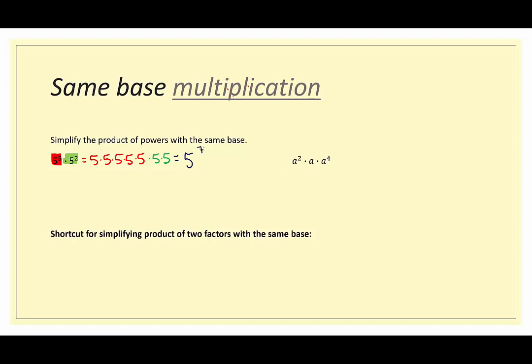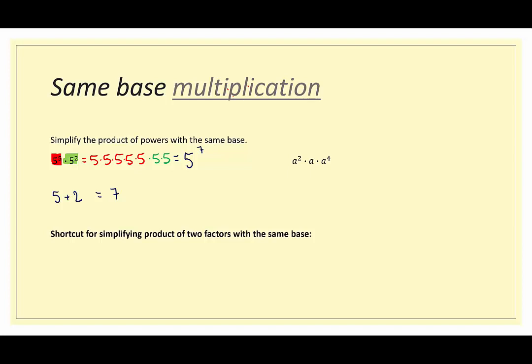So looking at the exponents that we started with, a 5 and a 2, and then our end result was a 7. Well, what's the relationship between 5 and 2 and 7? Sure, 5 plus 2 equals 7. Okay, all right. So maybe that's a thing.